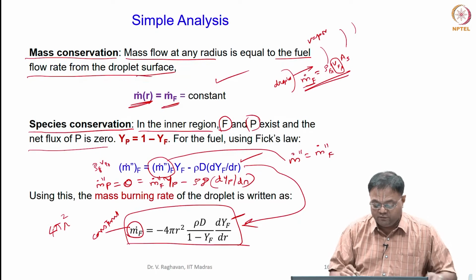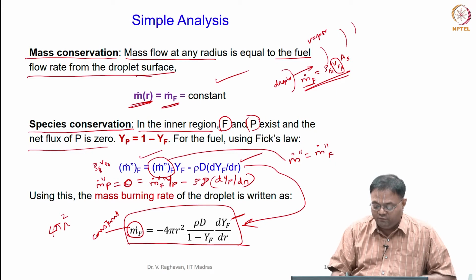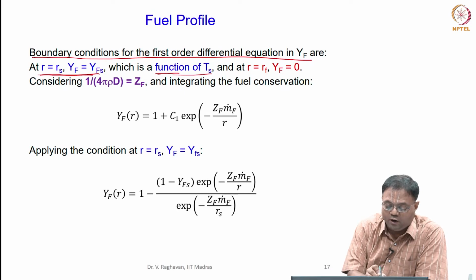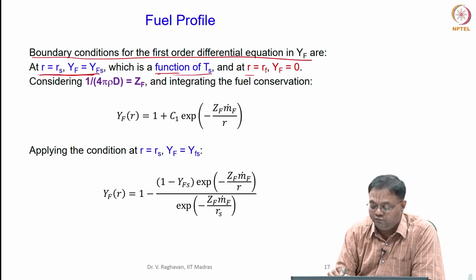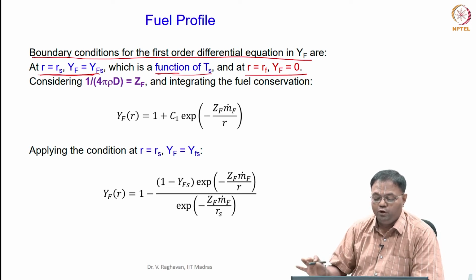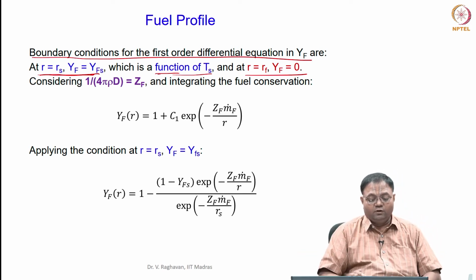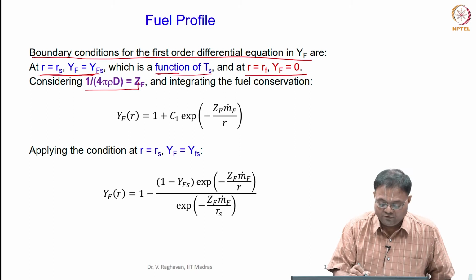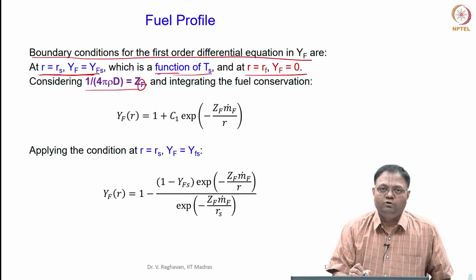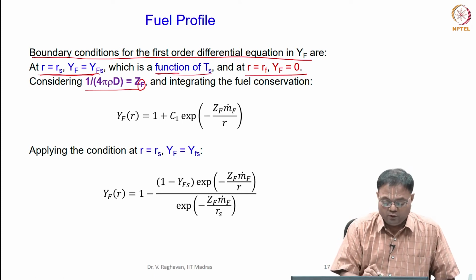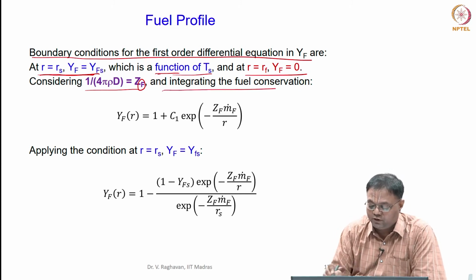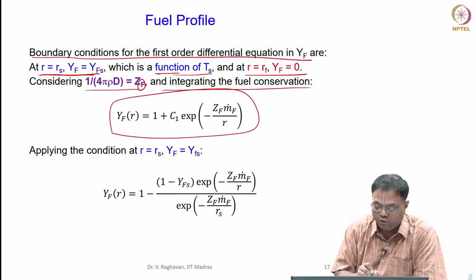First we have taken the conservation equation of the fuel, from which we have generated a first order differential equation using the boundary conditions for the fuel: at r equal to Rs, Yf equal to Yfs, and at the flame, r equal to Rf, Yf equal to 0. So, by using these two boundary conditions I can solve this. Now, conveniently the properties term I write as Z, and the suffix f is given because I am trying to put the constant for the fuel conservation equation. So, Z suffix f will be equal to 1 by 4 pi rho d. Now, if you use this and integrate the fuel conservation, you get the profile with one unknown constant here.